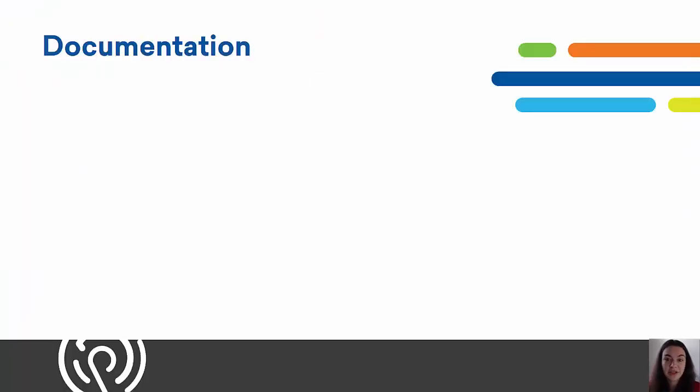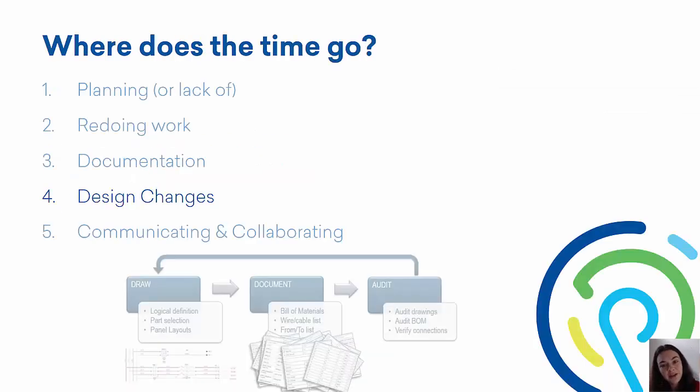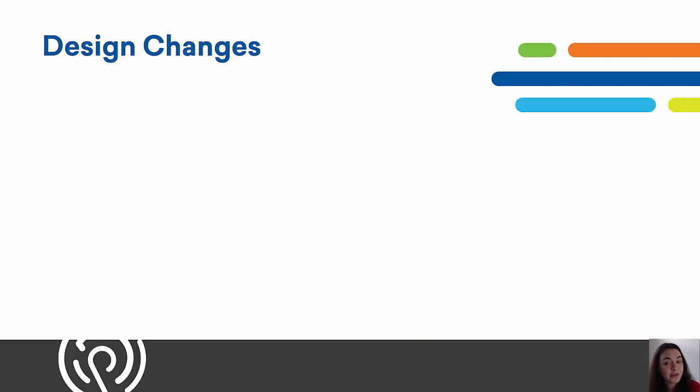Okay, so what we just saw was a huge improvement over the manual way of documenting our work. We've got automatic, intelligent, data-rich documentation, and it literally takes seconds to produce and to update. Now that we've busted that bottleneck wide open, let's take a look at what happens when we make design changes today. This is a big one because design changes are inevitable for most of us.